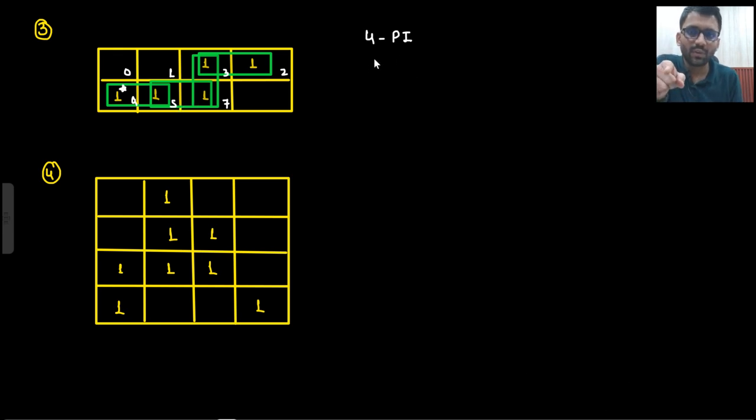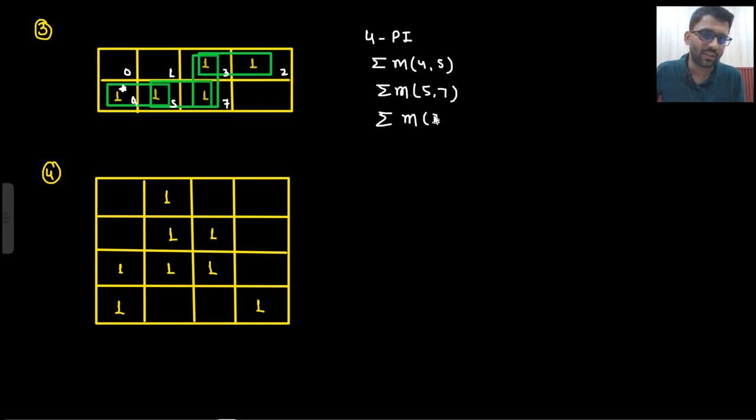First I went to 4, 5. When I went to 4, 5, I asked 4, do you have any other option? He said, oh, I have only 5. Then I go to 5, 7. I will go to 5 and ask him, do you have any other option? He will say, yes, I have the option of 4. I will go to 7 and ask him, do you have any other option? He will say, yes, I have the option of 3, because 3, 7 is also there. So this is not a prime implicant, not an EPI.